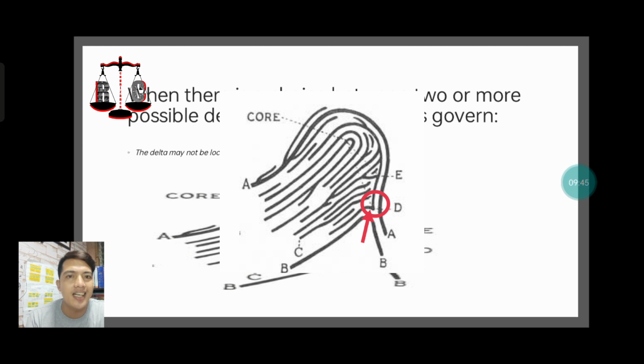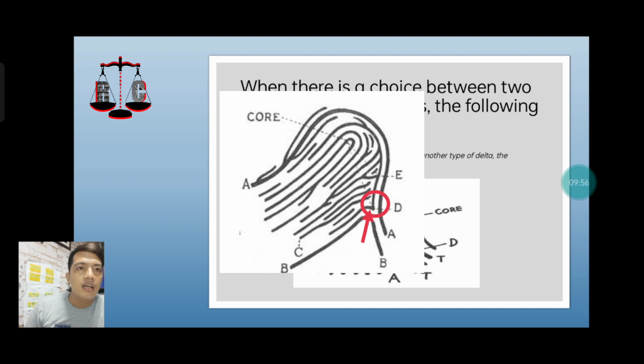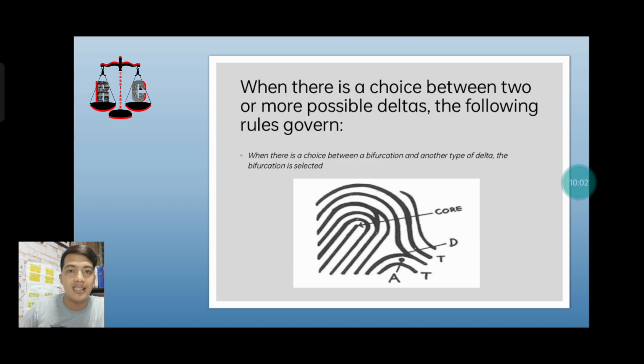Kaya nga naman, again, ang iyahang opening is towards to the core. Ngunit maniha, first rule sa pag-determine kung naay more than one delta. Second rule, when there is a choice between a bifurcation and another type of delta, the bifurcation is selected.